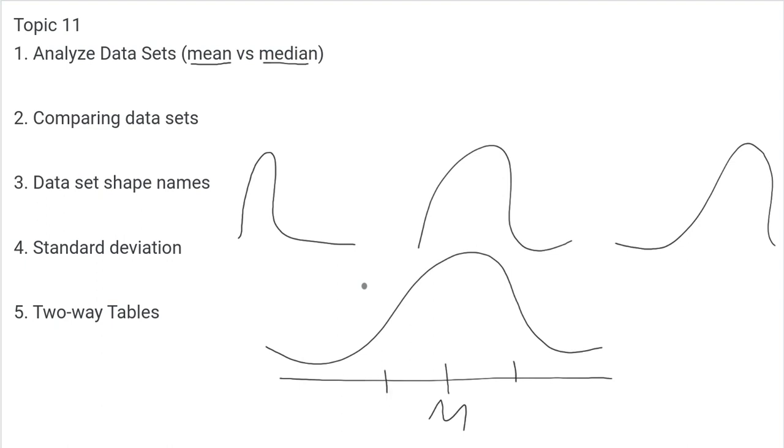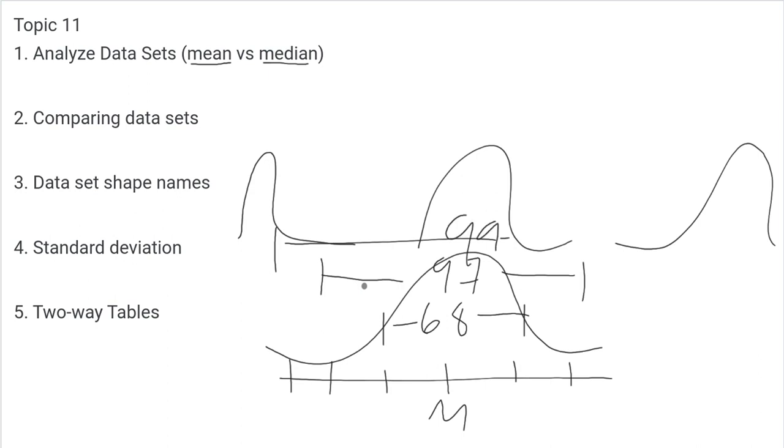Our standard deviation says here's the middle. If you are 1 tick mark away, you are 68% of the population. If you are 2 tick marks away, you are 97. And if you were 3 tick marks away, you represented 99. So if you were way out here, you were what we called an outlier.